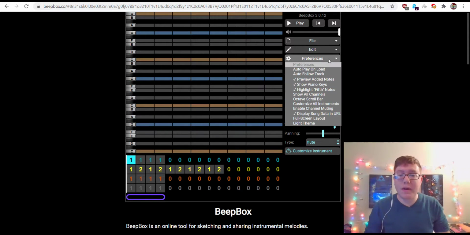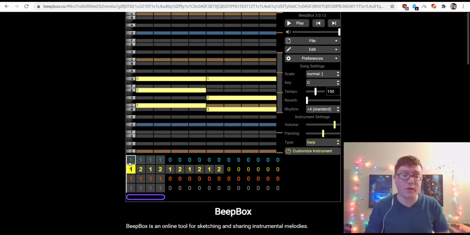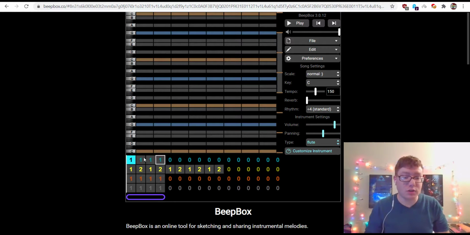One other thing I would recommend is going to Preferences and clicking on the Octave Scroll Bar, just so you know how high or low you are. Each one of these has a certain height to it that's associated with just where it is. So naturally the blue line is higher than this, which is good. That's what we want for our melody.